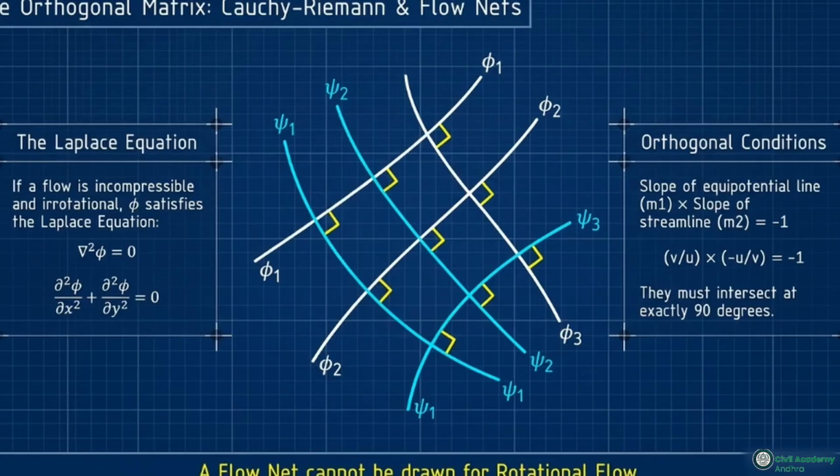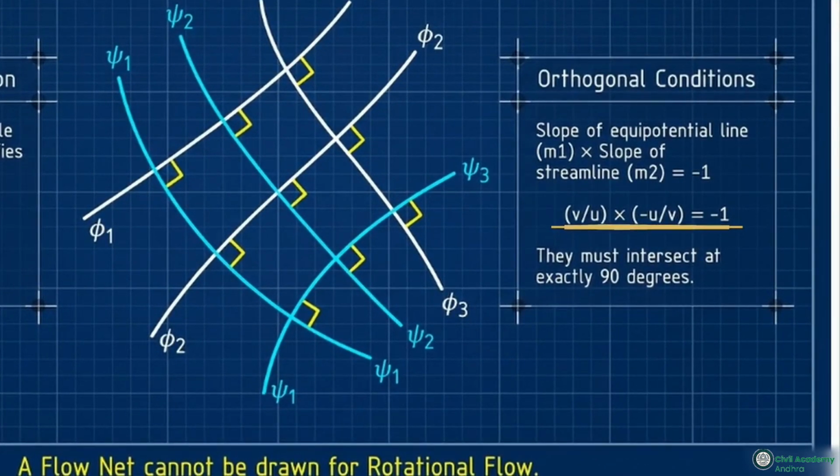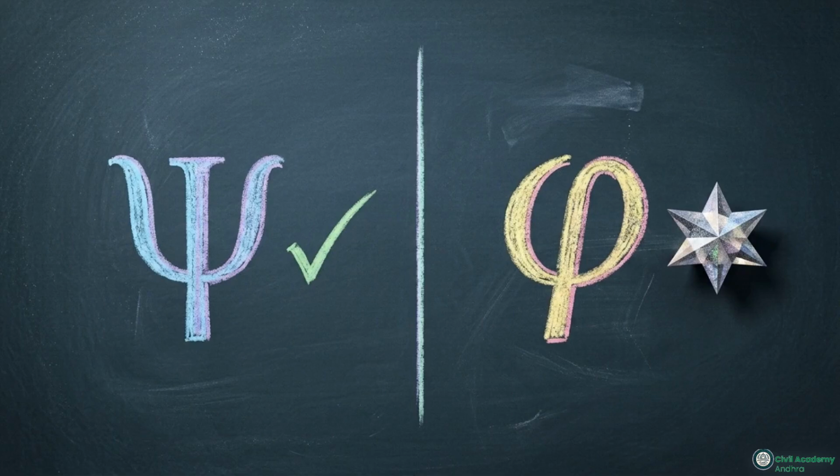This grid displays a flow net. When a flow is both possible and irrotational, both phi and psi exist. The orthogonal conditions formula proves that when you graph these two functions, their lines will always intersect at exactly 90 degrees. The distinction is vital. The stream function proves the flow is physically possible, while the velocity potential function proves the fluid is ideal.